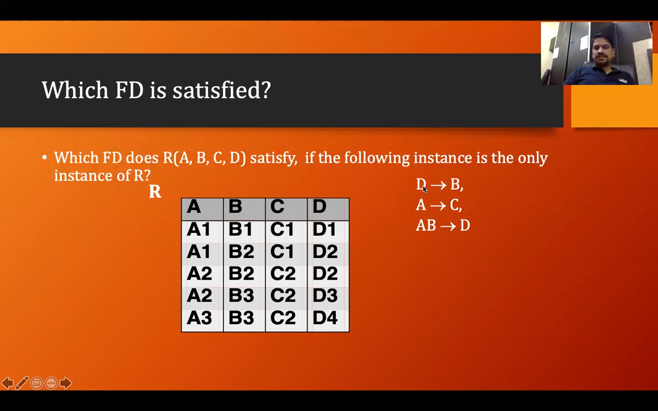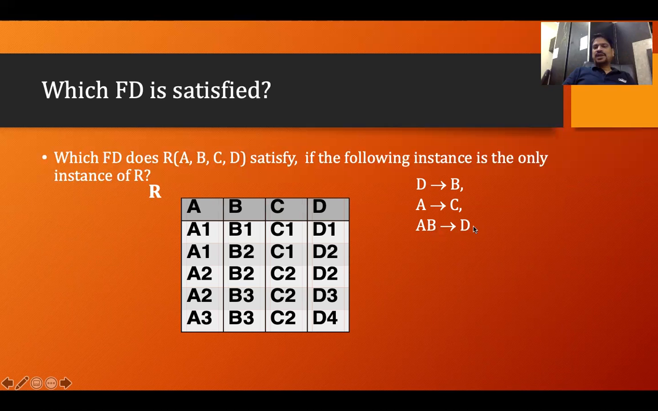Another possibility is D determines B. Is it possible? Let's see. We'll take D as a roll number and B as a name. So D1, which is a roll number, B1, which is a name. Again, is D1 there? No. Let's talk about D2. D2 is the roll number, B2 is the name. Again, D2 came, yes, so B2 should be there. Getting it? Then there is D3, only one instance. D4, only one instance. It is okay. So D determines B, yes, it is possible.